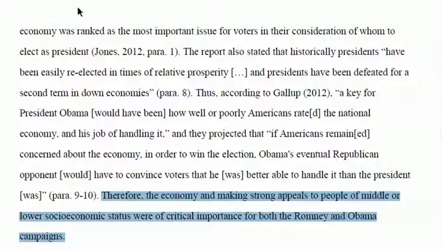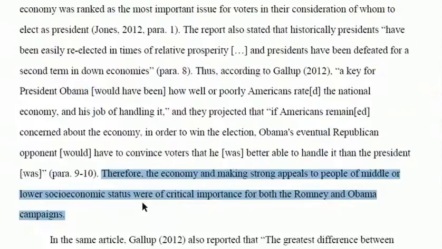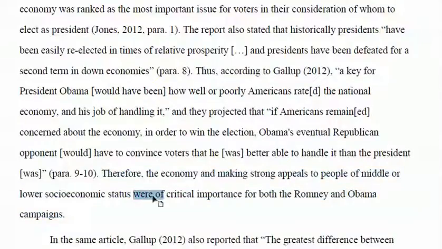And in the middle was data from outside of her, the speeches by Obama and them, okay? So here, her analysis is therefore the economy and making strong appeals to people of middle or lower socioeconomic status were of critical importance for both the Romney and Obama campaigns. So she's bringing it back using past tense and showing how it presented a context for her artifacts. Her artifacts are part of the Romney and Obama campaigns during that election season.